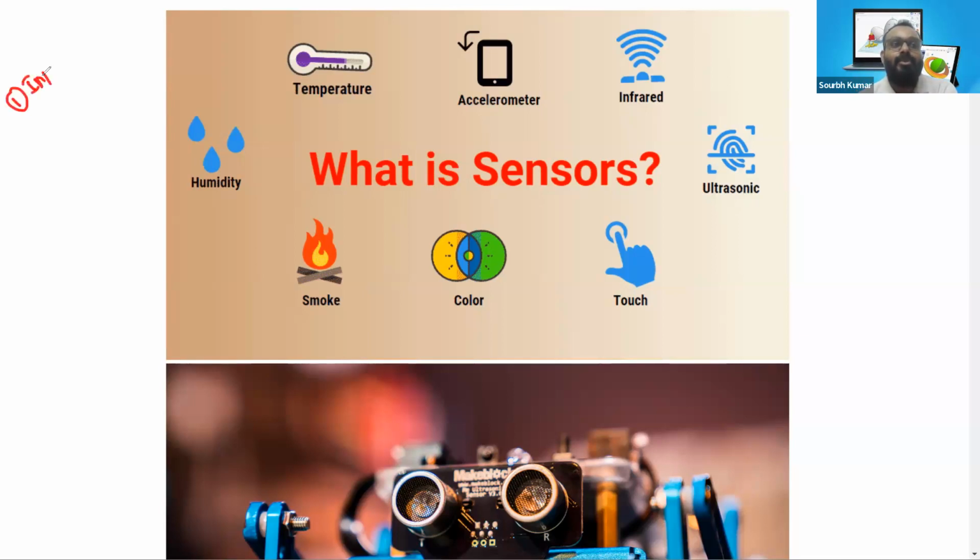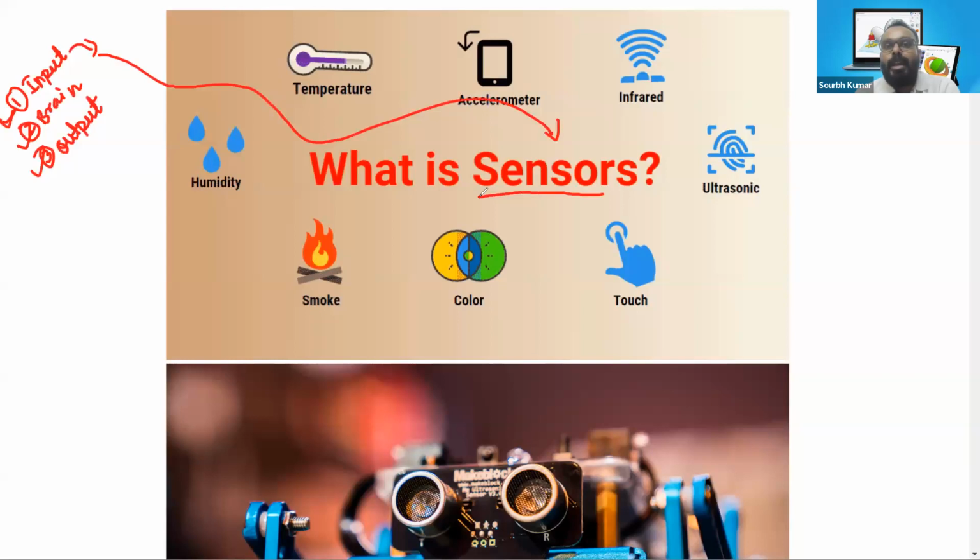First one is the input device. Second one is the brain. And using these comparisons in front of students will help them understand each and everything in a very precise manner. That is why I keep mentioning these three terms in front of you. So input device is nothing but it is all about the sensors.